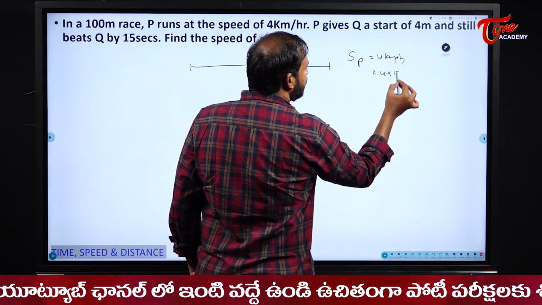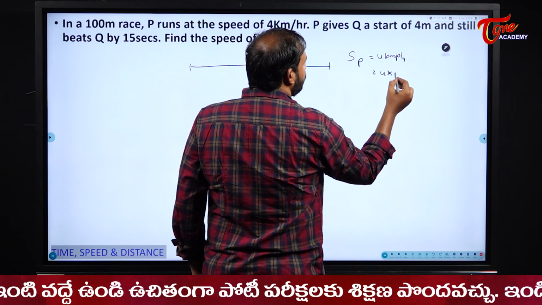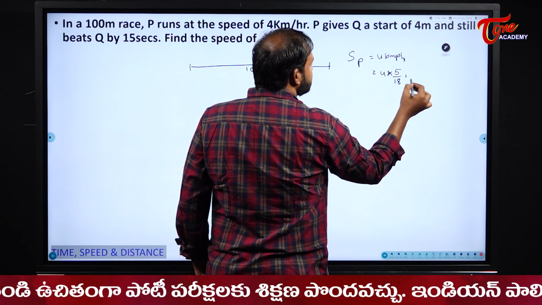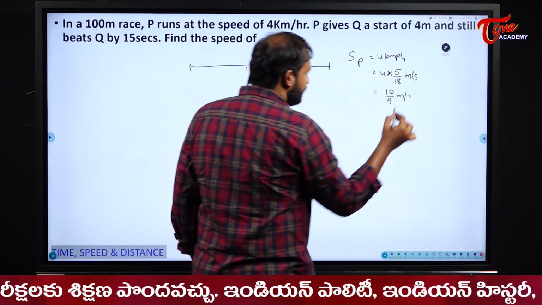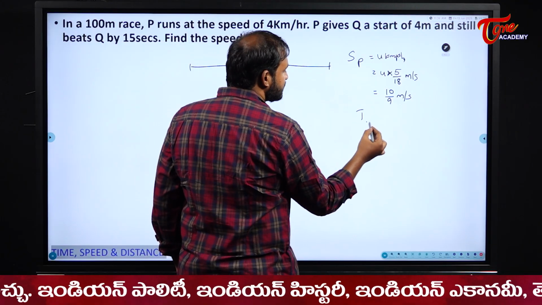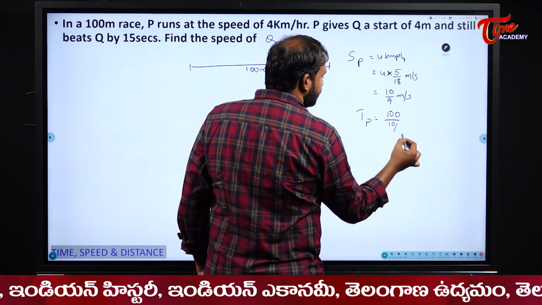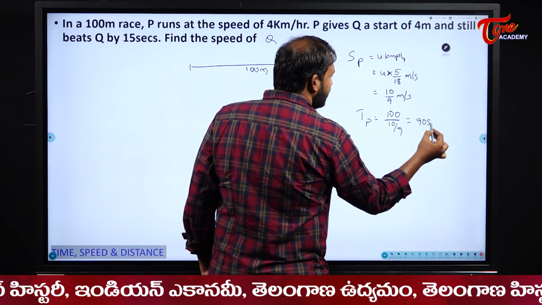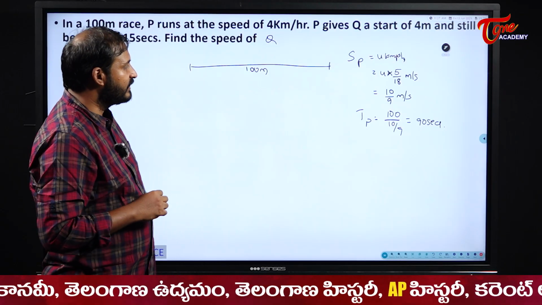So this will become 4 into 5 by 18 meters per second. So it will become 10 by 9 meters per second. Now tell me, what is the time taken by P to finish the race? Distance is 100 by 10 by 9. That means he is going to take 90 seconds to finish the race.